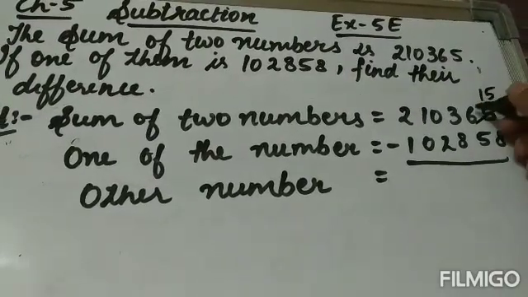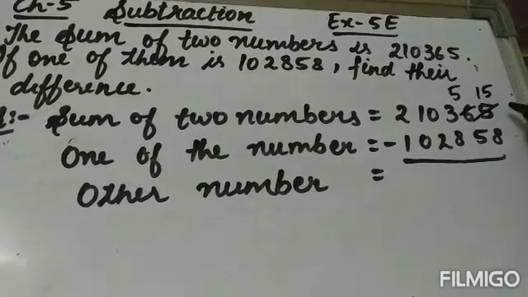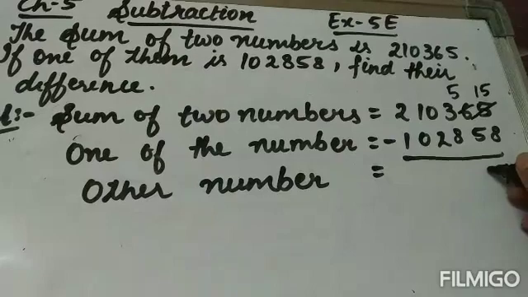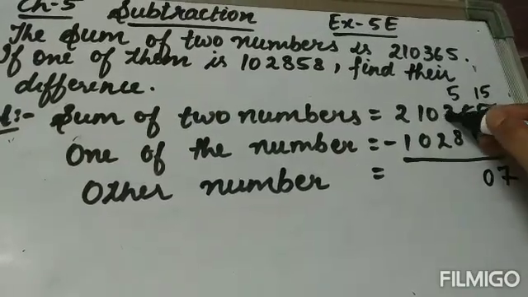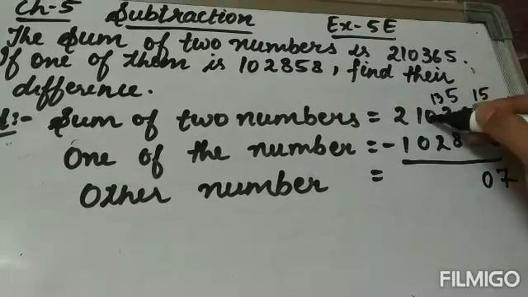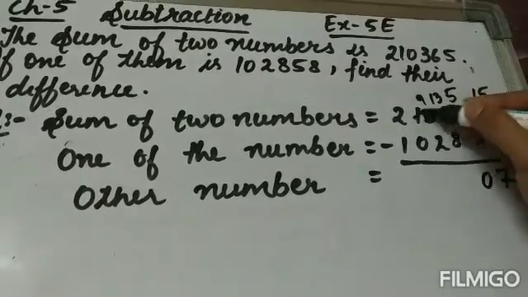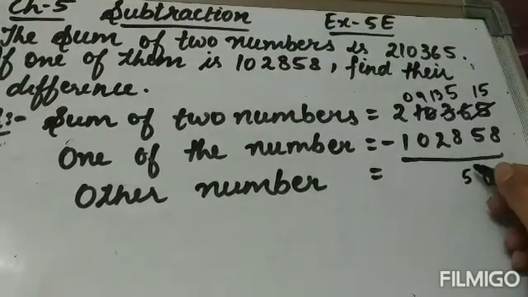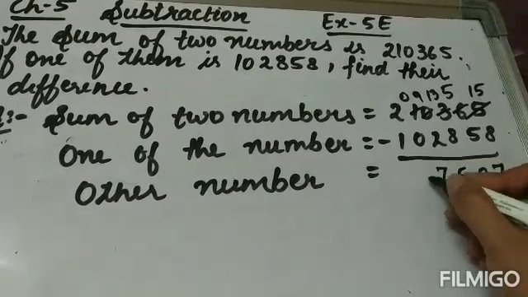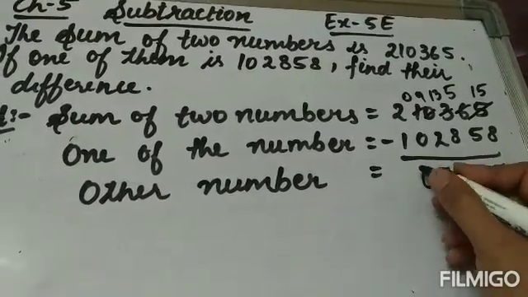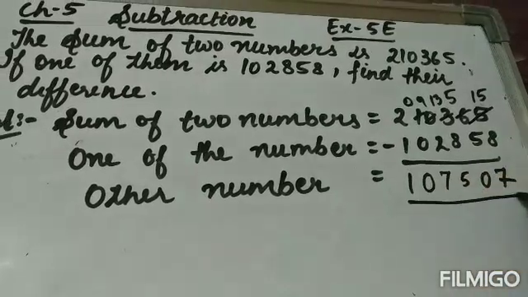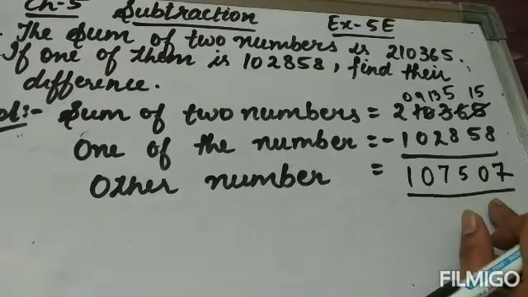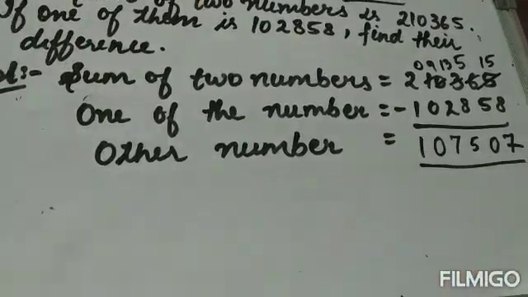this will become 15 and this will become 5. And 15 minus 8 is 7. 5 minus 5 is 0. This will become 13 and this will become 9 and this will become 0. 13 minus 8 is 5. 9 minus 2, 7. 0 minus 0, 0. And 2 minus 1 is 1. Therefore, the other number is 1,07,507. Now we have to find the difference.